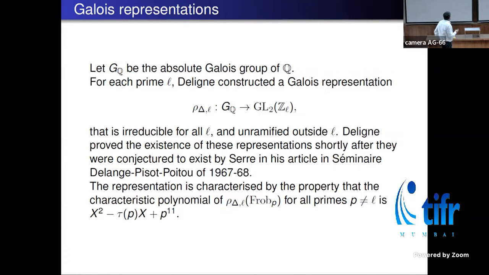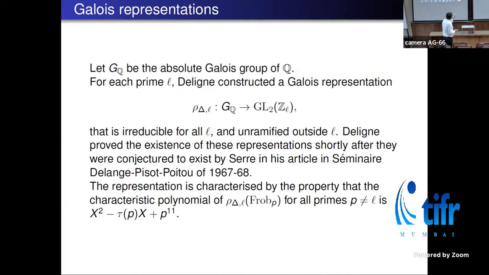And once some representation is unramified at a prime P, locally at that prime P, this representation becomes rather simple. You just need to know what happens to the Frobenius at P. There's some kind of marked conjugacy class. And so the tau function appears in the characteristic polynomial of this L-adic representation evaluated at Frobenius at P. If you look at the characteristic polynomial of rho delta L at Frob P, then it has this particular form, x squared minus... So the trace of this Galois representation at Frobenius at P is tau P, and its determinant is P to the 11, right? And 11 is 12 minus 1, where 12 is the weight of the delta function.